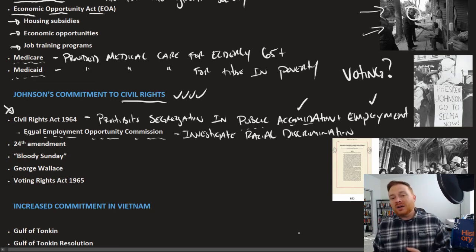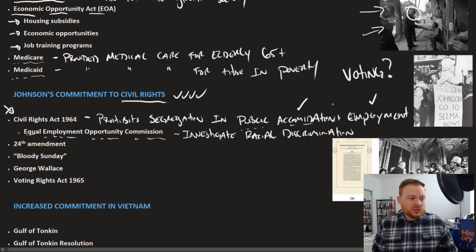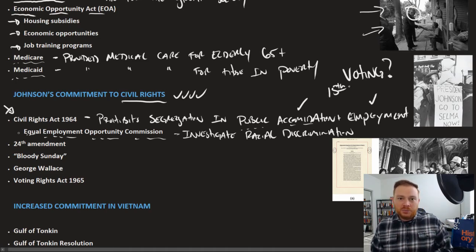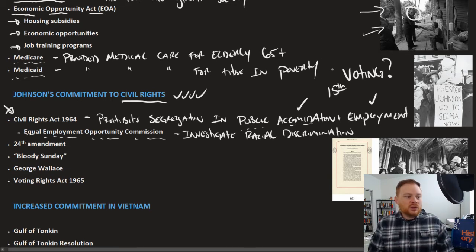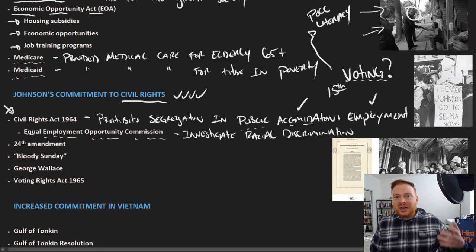And if we recall all the way back to the chapter on Reconstruction, the 15th Amendment to the Constitution prohibited banning people from voting based off race, color, or previous servitude. But Southern states were able to work around the 15th Amendment by instituting various things like poll taxes, literacy tests, and other laws that disenfranchised African Americans. And so this question of voting was still not yet addressed.